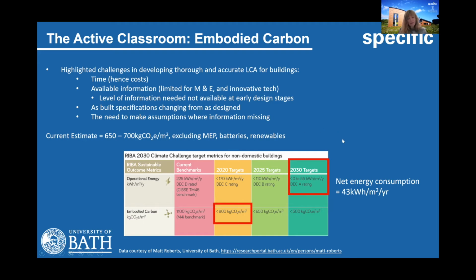But it's good to know that in terms of carbon, we achieved the 2020 target set out in the RIBA 2030 Climate Challenge, even though it was constructed in 2016, and embodied carbon wasn't one of our main design parameters at the time. In terms of energy consumption, we align with the 2030 targets, which is actually what we'd expect for one of our buildings.